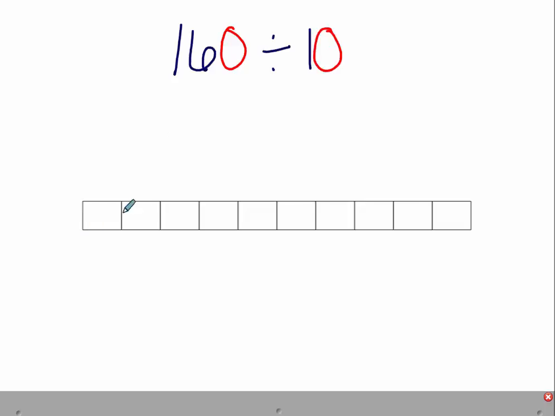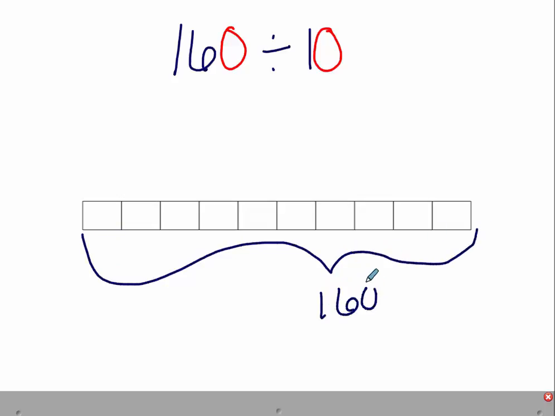Alright, so here we have a bar model. Told you bar models are nice and handy. So we make a bar model. We know that there's 160. What we don't know is what is in each of these boxes. And we know that 10 is the number of groups. And if we need to, we probably should count them. 1, 2, 3, 4, 5, 6, 7, 8, 9, 10.